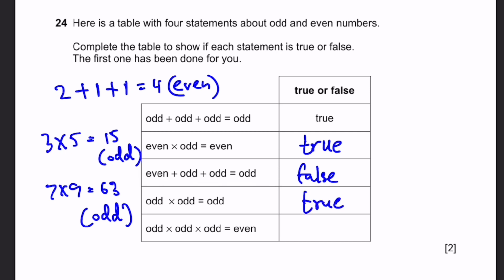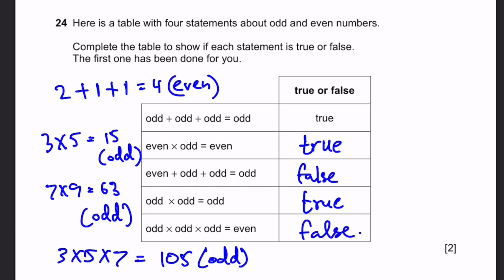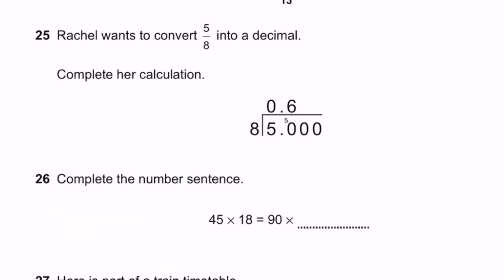Next, odd into odd equals even. Now let's take 3 into 5 into 7. We get 105, which is odd. And this is not even, it's odd. Therefore, we can say this is false. That's the answer.